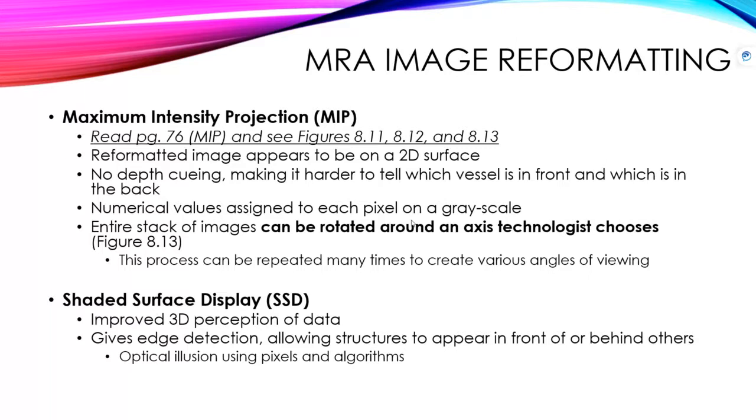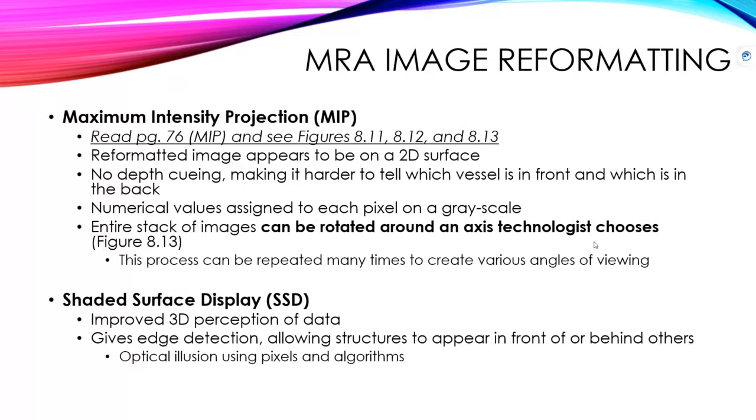The entire stack of images can then be rotated around an axis which the technologist chooses. So if you go to figure 813, notice that they are looking at the aorta, and they have MIPed it, and now they're flipping it and spinning it around. The very top left-hand corner image, the bigger one, has that line across the middle with little lines that look like sunbursts. That is the axis that you are going to be flipping and rotating around.